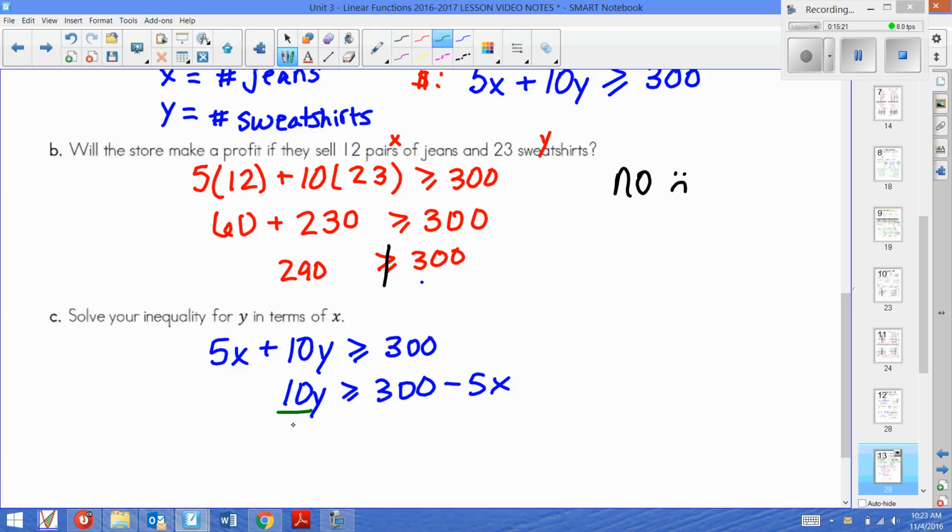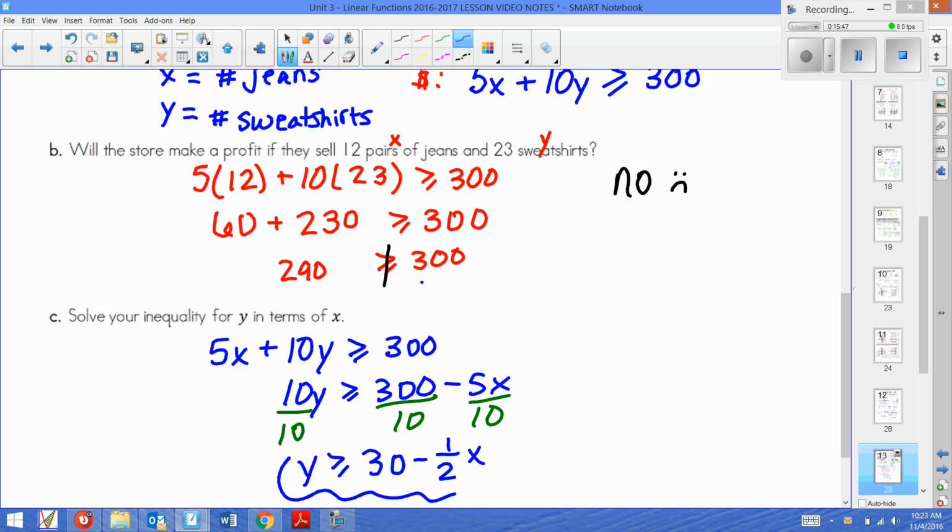Lastly, I don't want that 10 there. This should all be review. Hopefully you're rocking and rolling without me. Y must be, do I have to turn this sign? Definitely not. I only divided by a positive 10. So y is bigger than or equal to 30 minus, well, 5 divided by 10 is just 1/2, minus half of x. And here is my final answer.